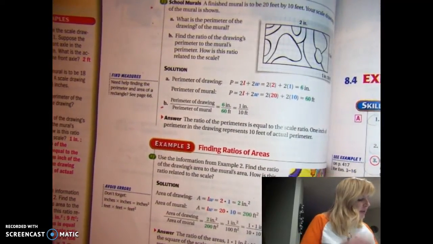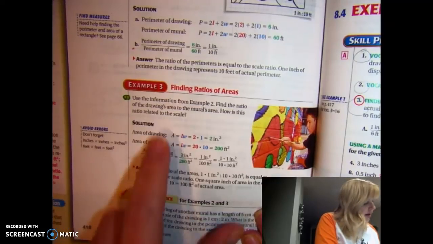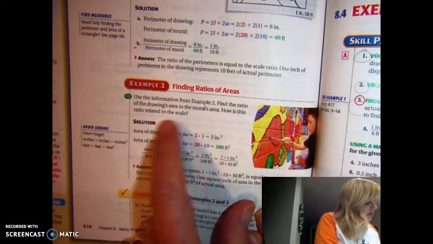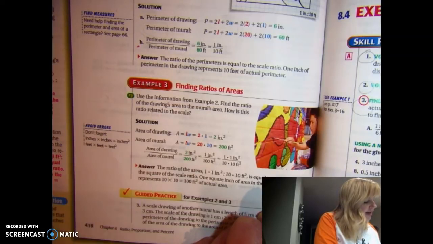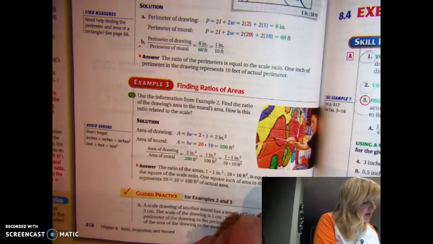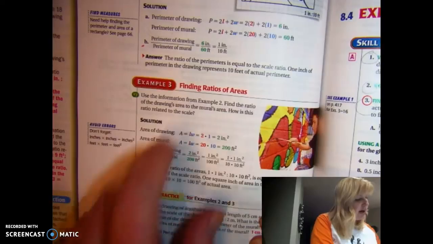So you do the same thing if you're going to find the area. I'm going to show you, this is kind of a cool looking little drawing in our book. Use the information in example 2. Find the ratio of the drawing's area to the mural's area. How is this ratio related to the scale? Okay, so now we're just trying to find the area. Let's find the area of the drawing.